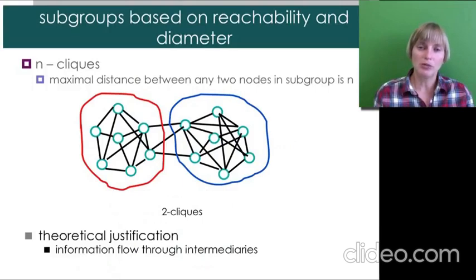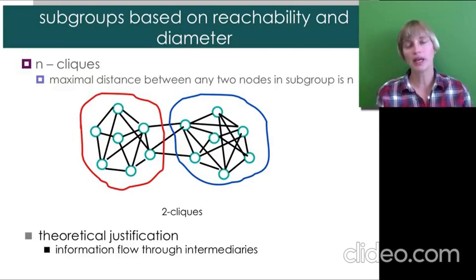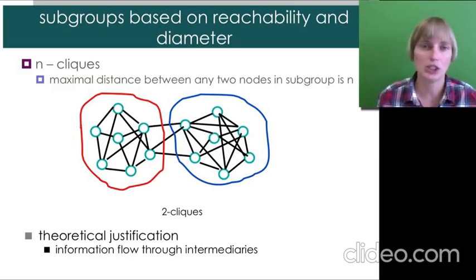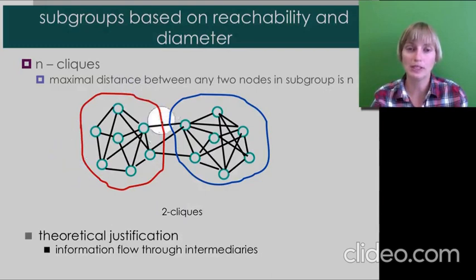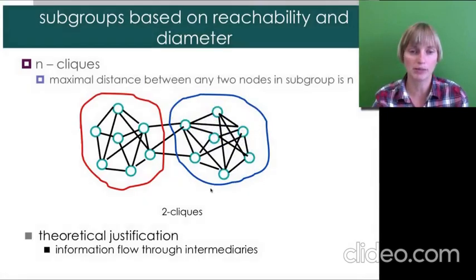As I mentioned before, sometimes you want to just look for potential for information to flow. In this case, we may just be interested in a set of nodes such that, for example, any node is reachable from any other node within two hops. And so in this case, these are two cliques because everyone can reach everyone else within just 2 hops.